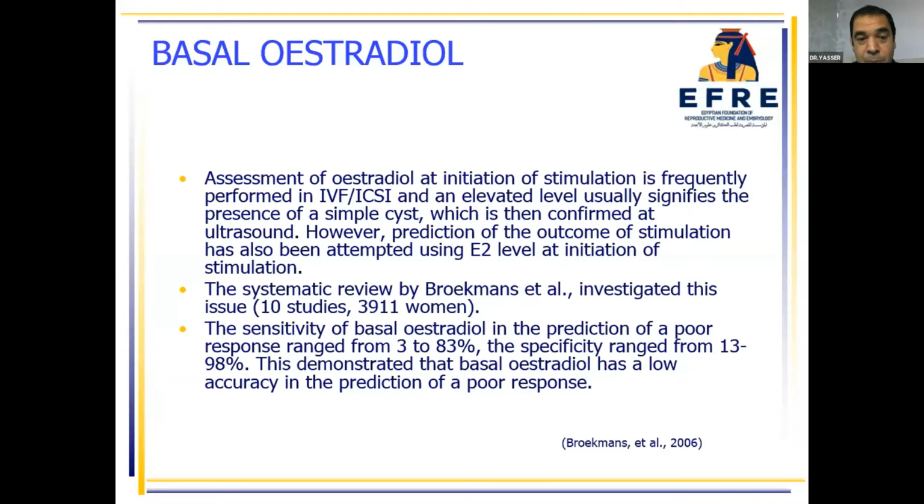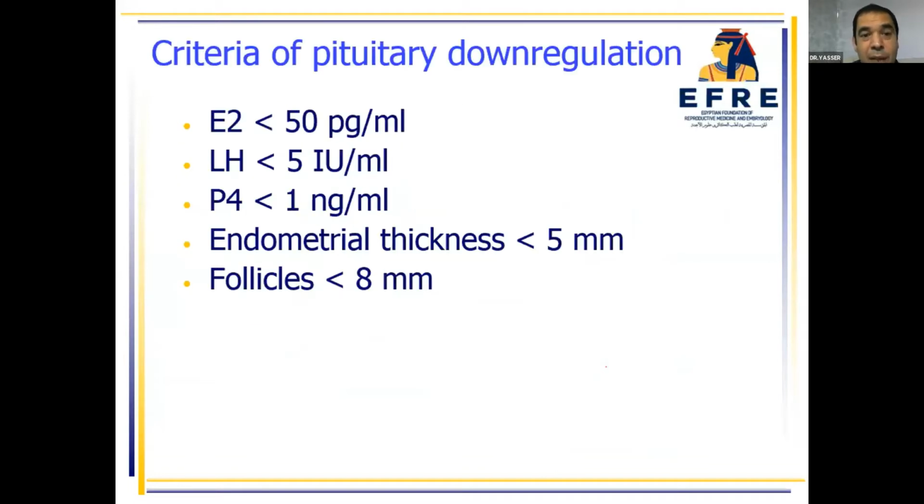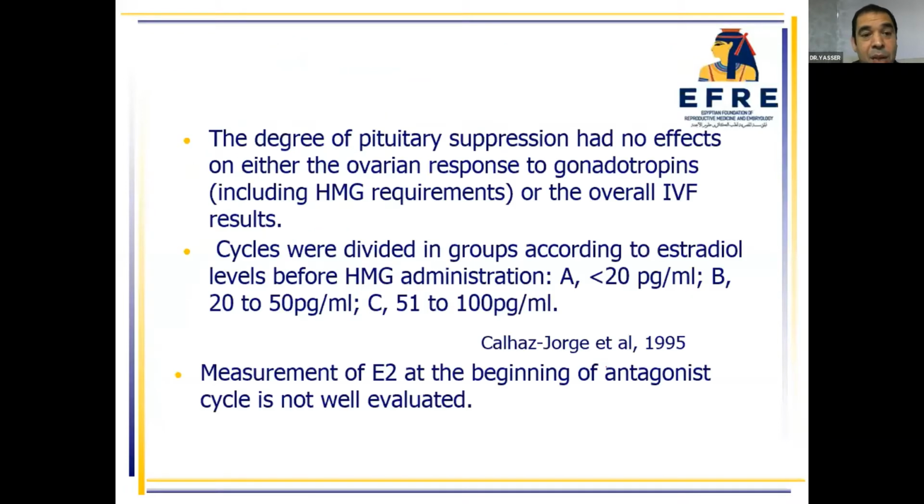a poor response. Since the publication of this meta-analysis, a few more studies have been published assessing the predictive accuracy of basal estradiol in ovarian response prediction, and they have confirmed the low accuracy of basal estradiol measurement in prediction of poor response. And usually we use these criteria for pituitary down regulation: E2 less than 50, LH less than 5, P4 less than 1, endometrial thickness less than 5, and follicle less than 8 millimeters.